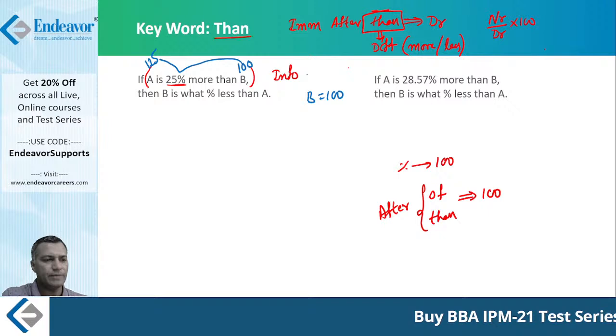You got the dummy value as 125. Fair enough, this should be fine. So you got the dummies in place. Now come back to the question. What is the question? B is what percentage less than A? Now look at this. What is coming after "than"? After "than", it is A.